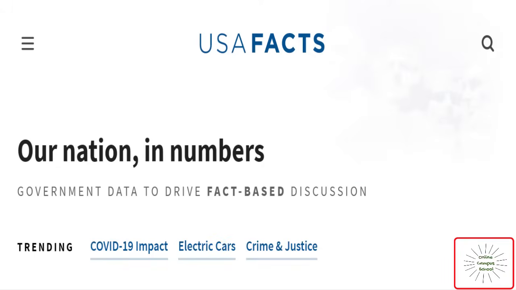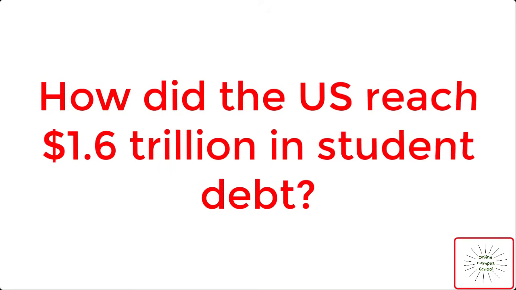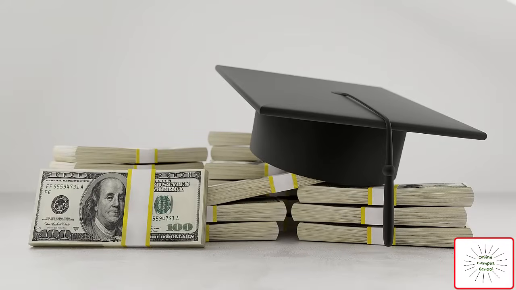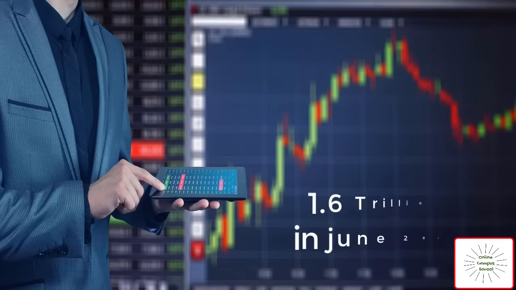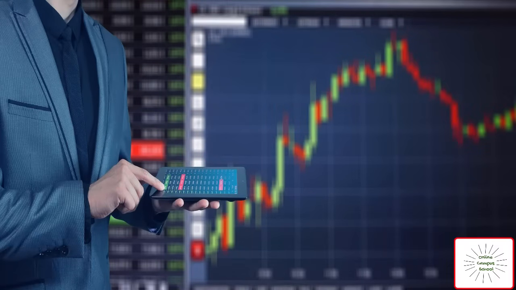This information is taken from usafacts.org, which is government data to drive fact-based discussion. Our topic today is: how did the US reach 1.6 trillion in student debt? 42 billion people, or 1 in 6 American adults, currently carry a federal student loan. The nation's overall student debt reached 1.6 trillion in June 2019. What's behind this large number?